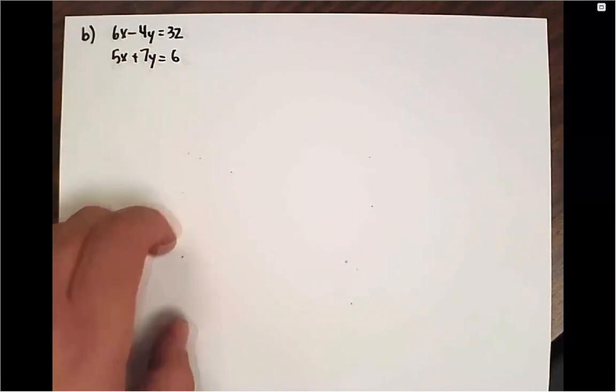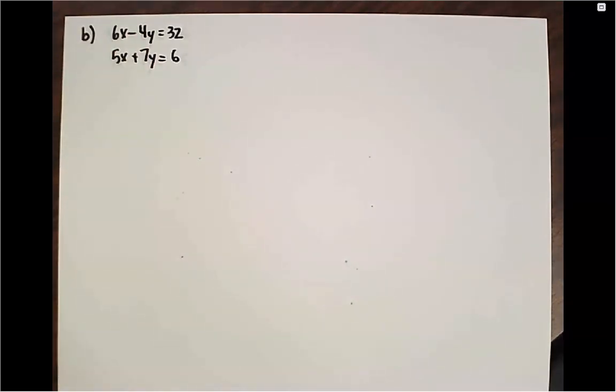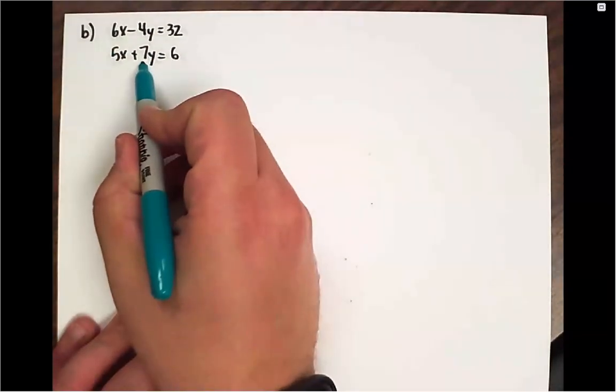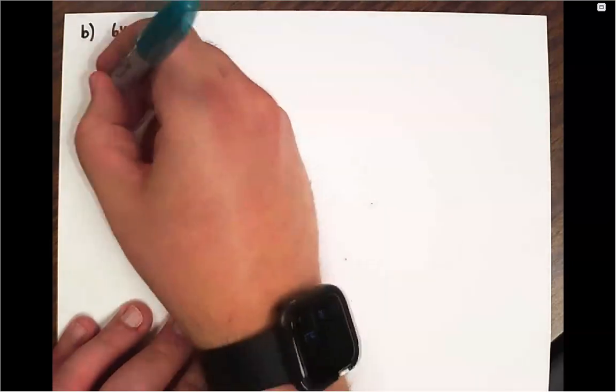And so then I just got to figure out what do I multiply them by to get them to be equal to opposite numbers. And here's what you do. You take the number in front of the y in the second equation, and you multiply that times the first equation.